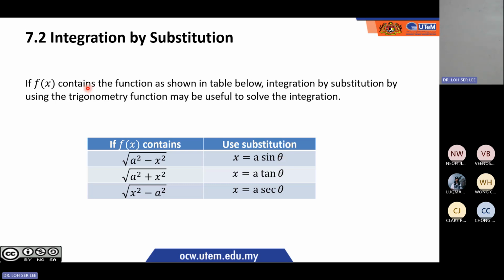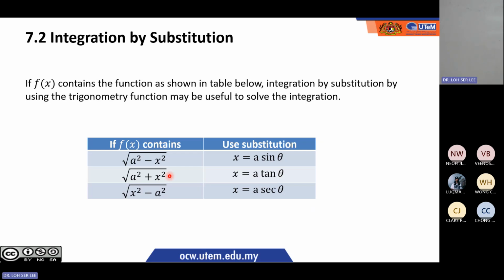If your f(x) contains a function in this pattern, where we have the square root of a squared minus x squared, where a is a constant, or x squared minus a squared, or a squared plus x squared, then we will use this substitution.